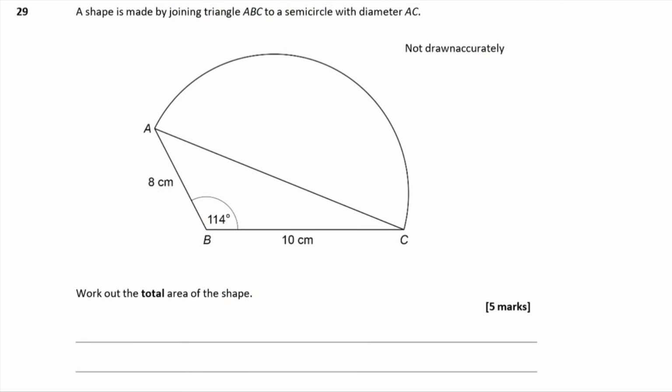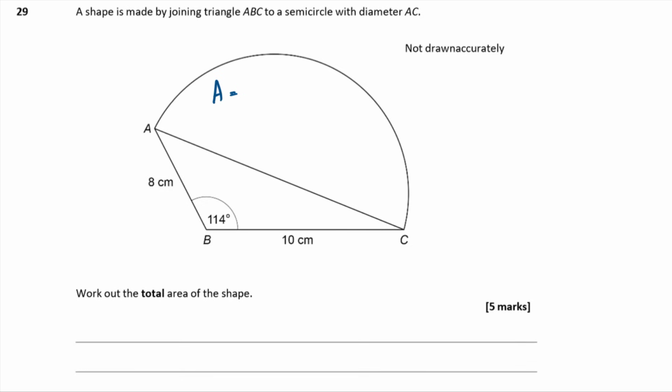Okay, question 29. A shape is made up by joining a triangle ABC to a semicircle with diameter AC. Work out the total area of the shape. So what we're going to have to do is find the area of the semicircle and the area of the triangle and add them together. So the semicircle area is going to be fairly straightforward, you'd think, wouldn't you?